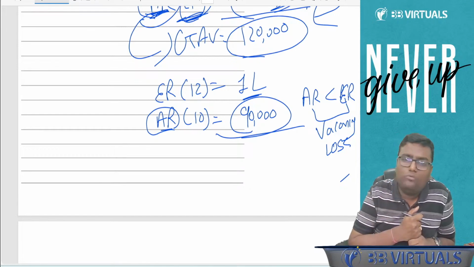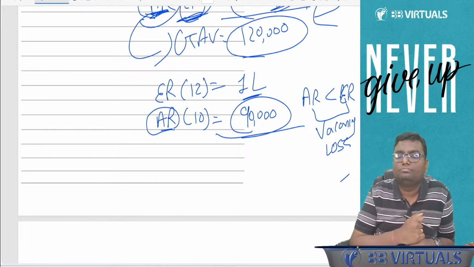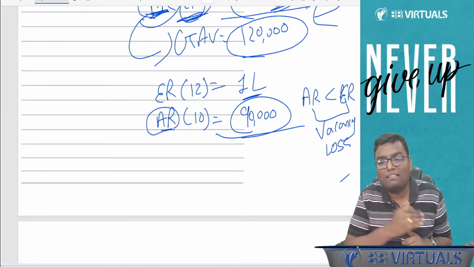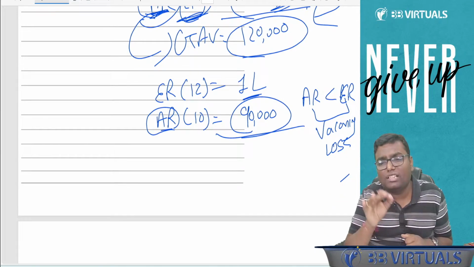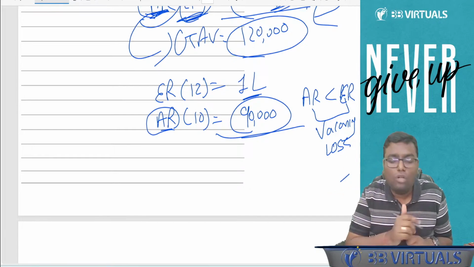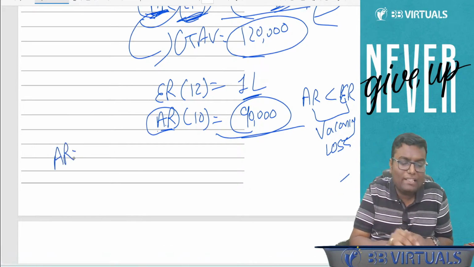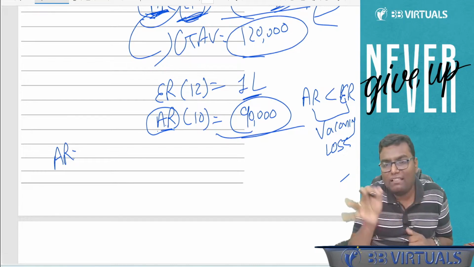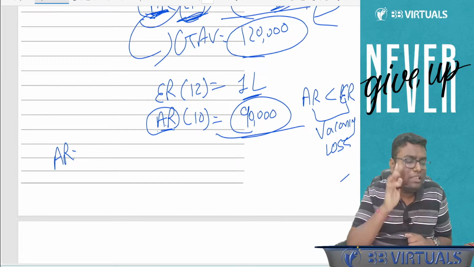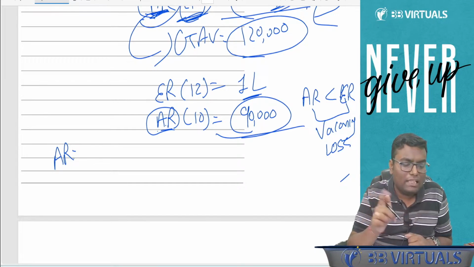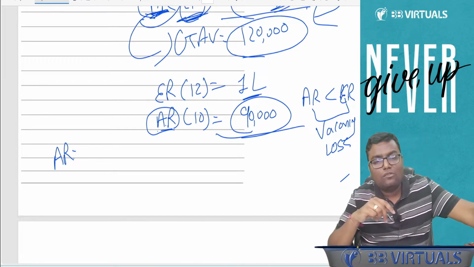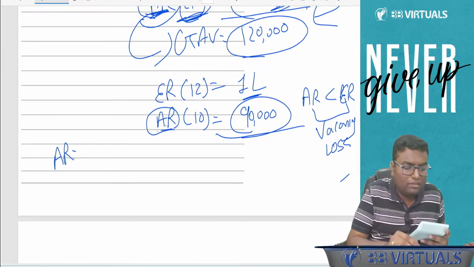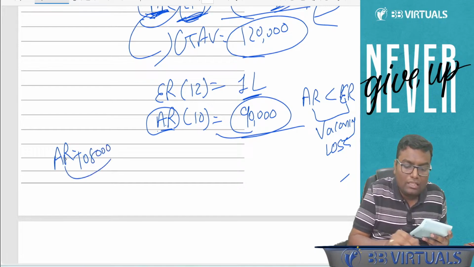So here, how to prove it? Very simple. Just assume if there would have been no vacancy, if I would have received full year 12-month ka rent, what would have been my actual rent? Tell me, what would have been my actual rent if there would have been no vacancy? Can I say as of now 10-month ka rent is 90,000, then what will be 12-month ka rent? So if 10-month ka rent is 90,000, basically 12-month ka rent would have been 1,08,000.